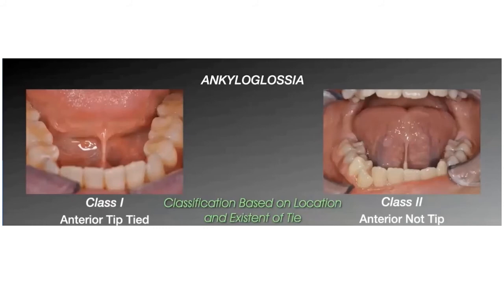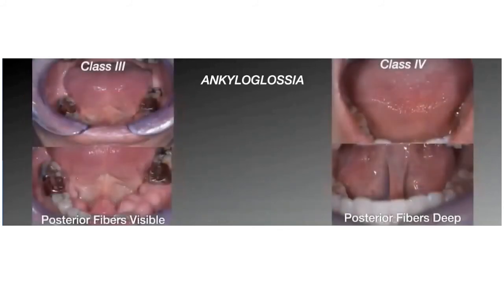I personally classify tongue ties into class 1 and 2, which are both anterior tongue ties. Class 1, the frenum goes all the way to the tip of the tongue. Class 2, the frenum stops short, but goes towards the anterior, so I can see that it's traversing towards the tip. Class 3 and 4 are both posterior tongue ties. That means the fibers are going to go deep into the body of the tongue.